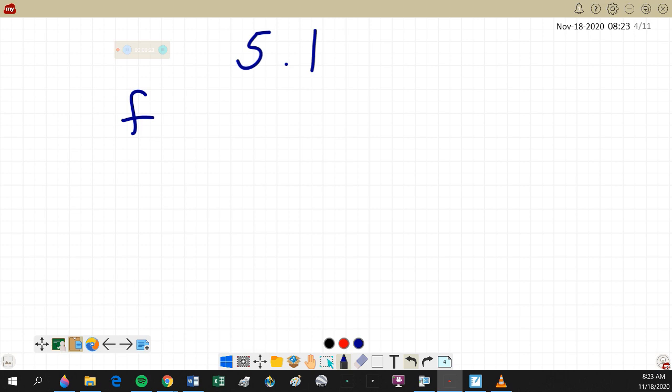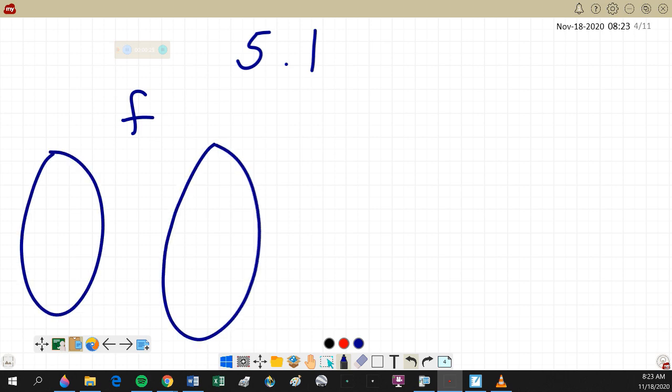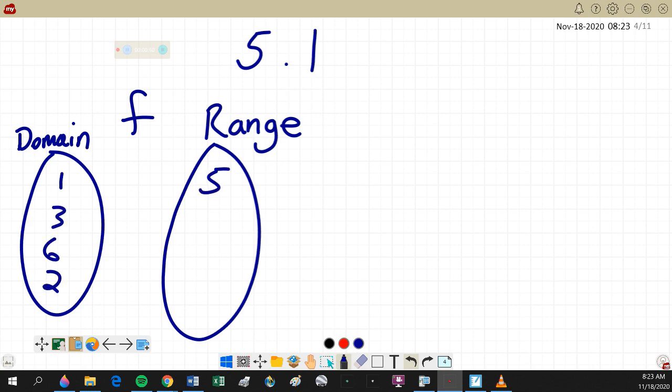We say this function's name is f, and we draw something like this, and we call this first circle the domain. And then the second circle we call range. And then a function just connects some part of the domain with some part of the range. So I could put numbers in here, 1, 3, 6, 2, 5, 1, 3, 8. And then we just draw lines to connect them.